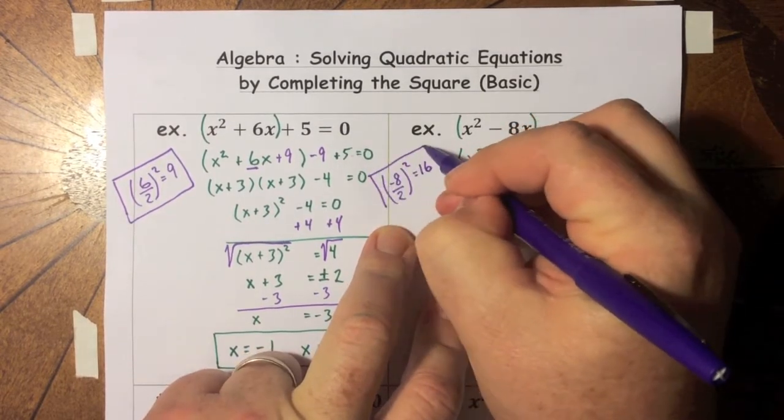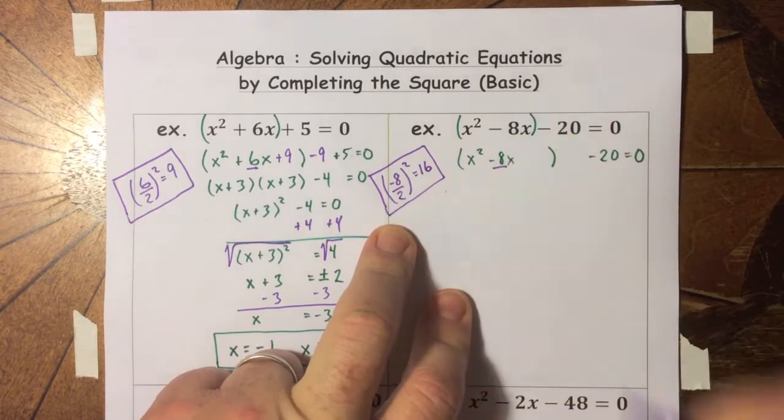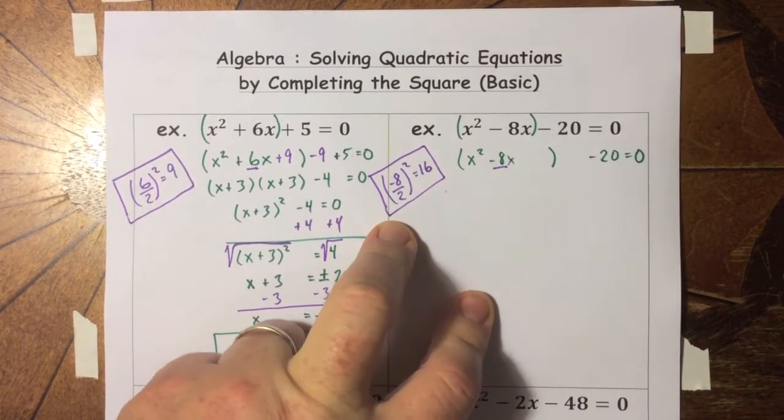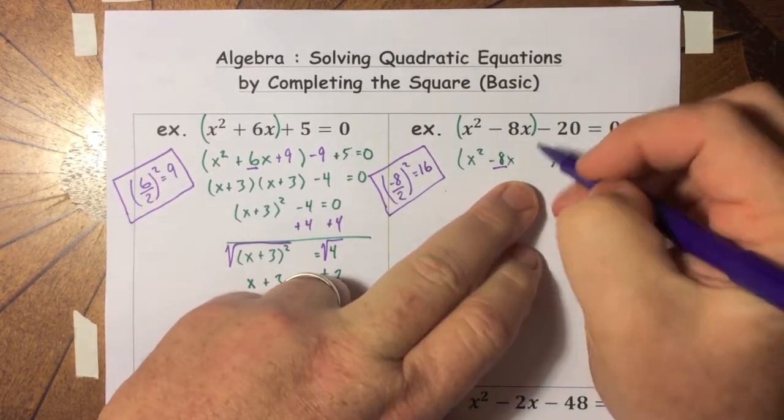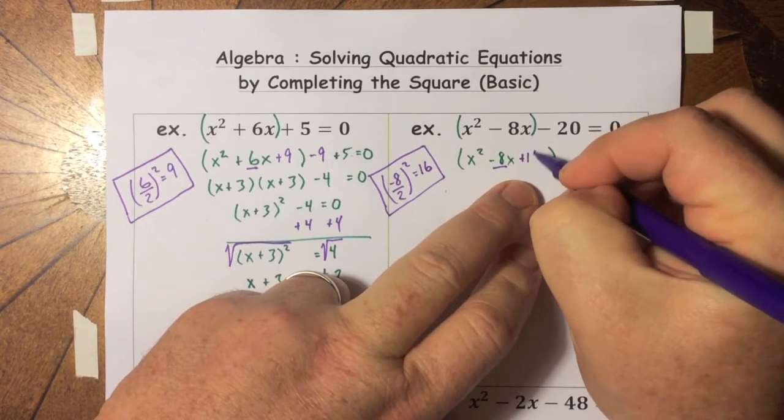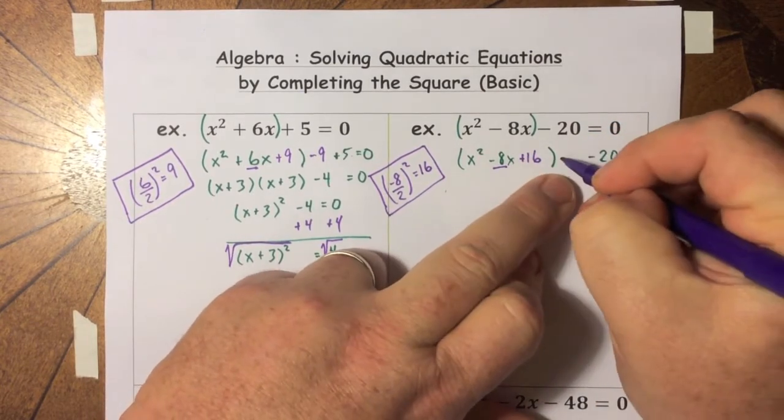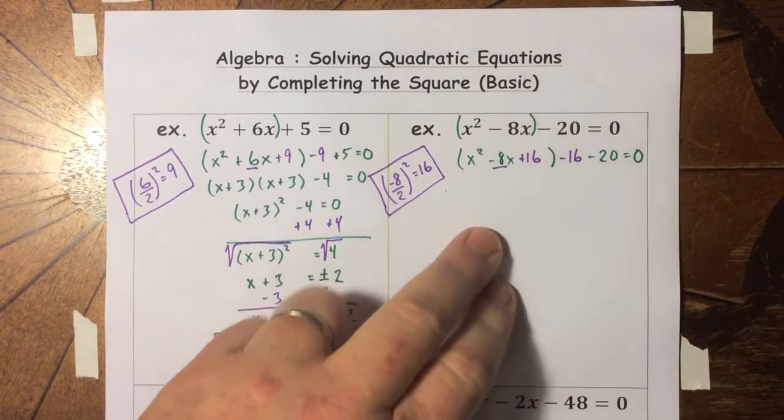I'm going to go ahead and put that in the box. That's my completing the square box. I always box that thing. I'm going to go ahead and add this on the inside, and to keep this balanced, I'm going to subtract 16 on the outside.